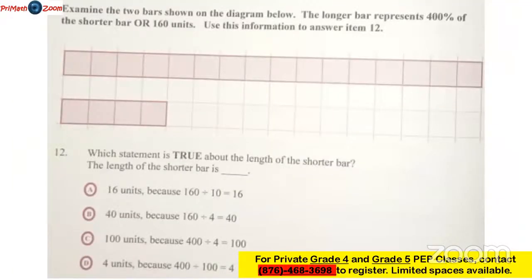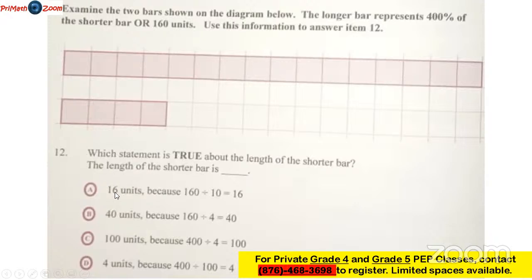Examine the 2 bars shown on the diagram below. The longer bar represents 400% of the shorter bar, or 160 units. Use this information to answer item 12. So we have the longer bar, which is 400%, or 160 units. So this represents 160 units. And we want to see which statement is true about the length of the shorter bar. So the length of the shorter bar is what?